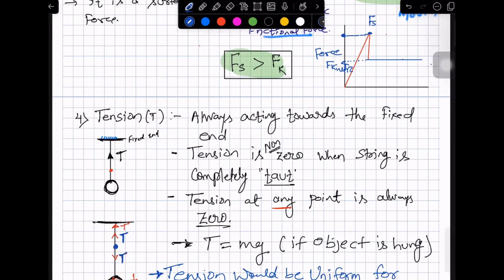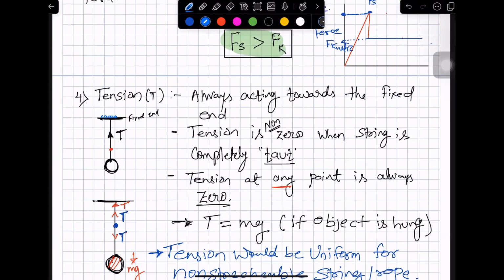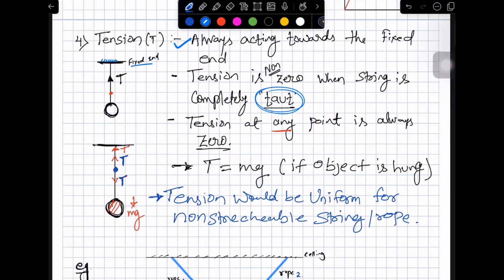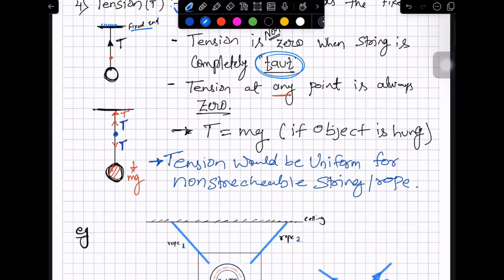The next kind of force is the tension force. The tension force is the pulling force transmitted through a string, rope, or cable when it has been pulled tight. It's always acting towards the fixed end. The tension force is non-zero when the string is completely taut. You can't push the other object with the rope; you can only pull it. The tension will always be away from the mass. As you can see in this diagram, the weight force is pulling it down and the tension force pulls it up.